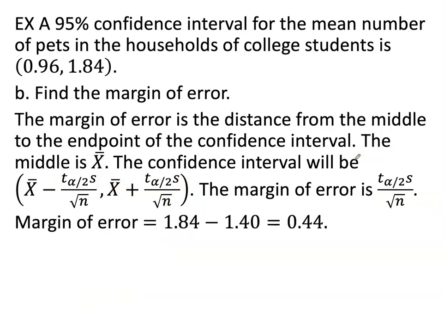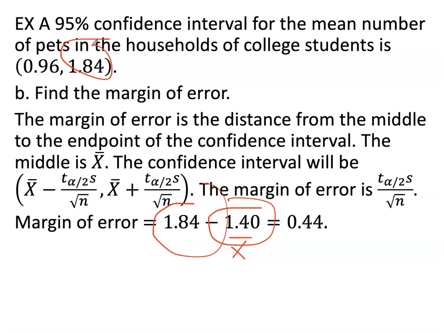However, we can use another way to calculate the margin of error. Margin of error is the distance from the middle to the endpoints of the confidence interval. We saw a moment ago what the middle of the confidence interval is. That was just x bar. That was 1.40. And we know the endpoint of the confidence interval is 1.84.